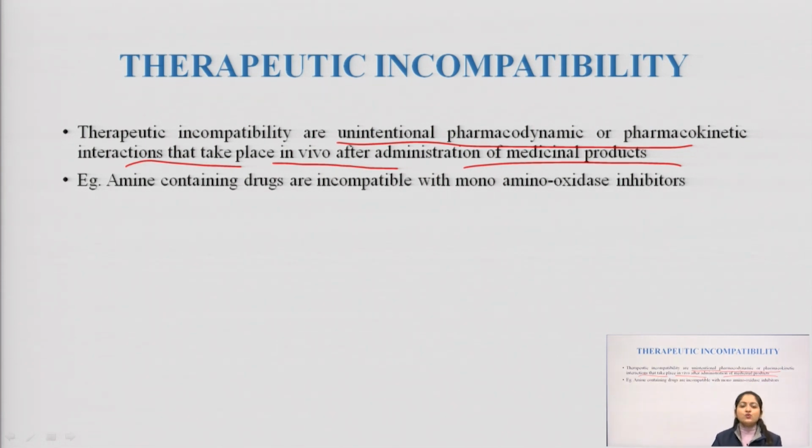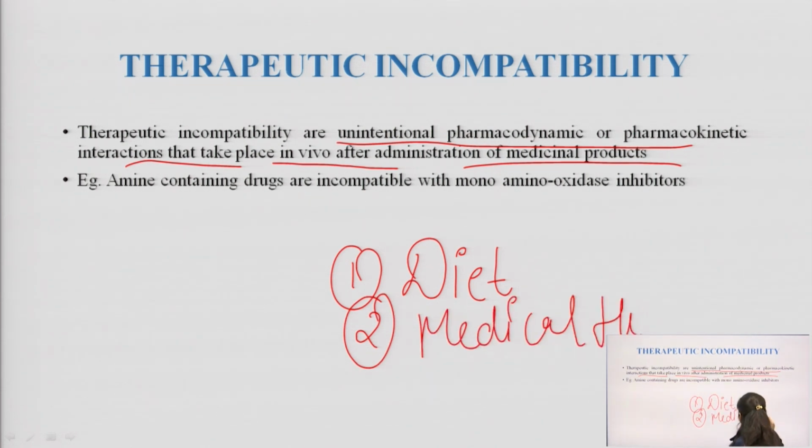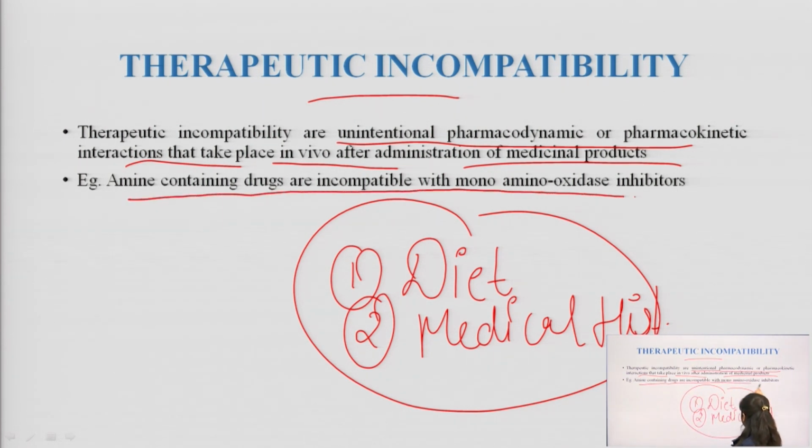It is our duty to understand what the diet of the patient is, what he or she eats. Another thing is medical history. When these two things are kept in mind by medical professionals, a large number of therapeutic incompatibilities can be minimized. Here is an example: amine containing drugs are incompatible with MAO inhibitors, that is monoamine oxidase inhibitors. Whenever we prescribe two medications which are antagonistic with each other, that may actually cause hazards to the patient.